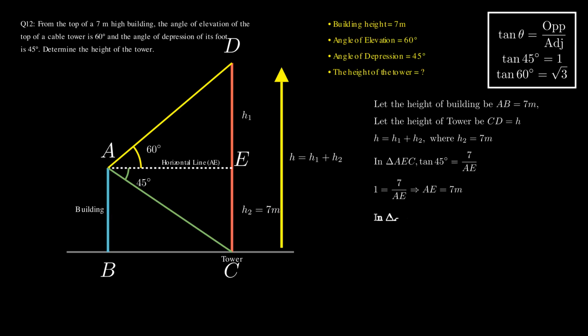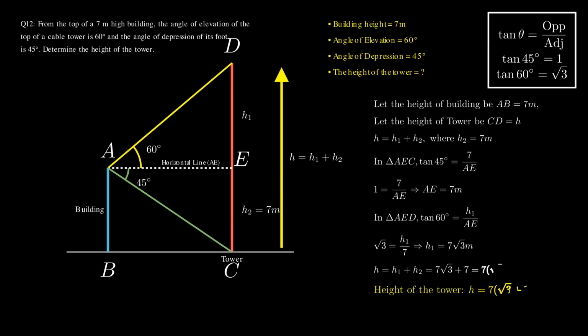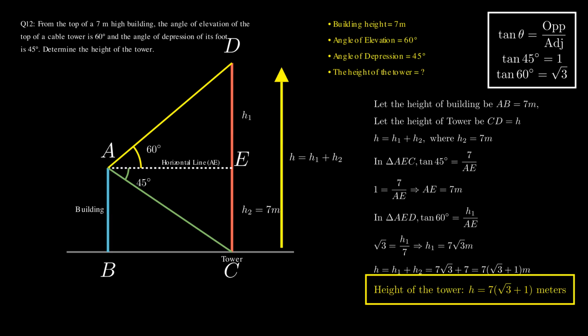Now, in triangle AED, we use the 60-degree angle of elevation. Using the distance A we just found, we calculate H1, the upper part of the tower, which is 7 square root 3. Finally, the total height H is the sum of H1 and H2. Adding 7 square root 3 and 7 gives us the final height of 7 times the square root of 3 plus 1 meters.